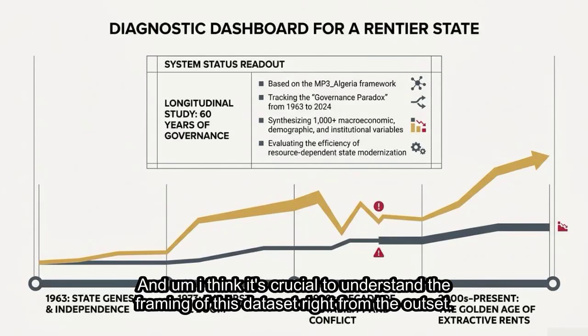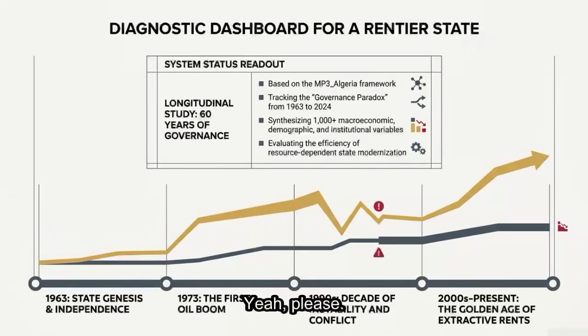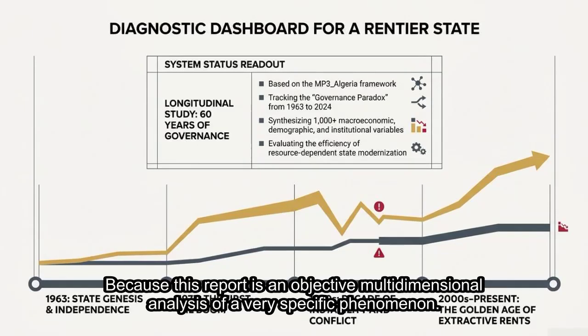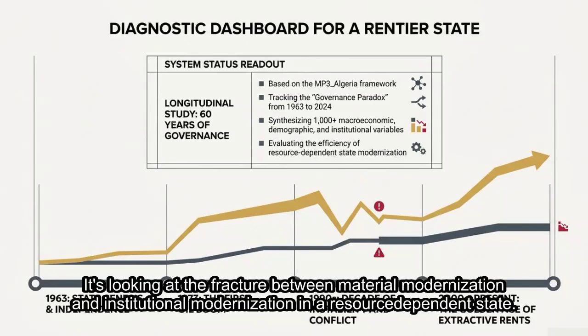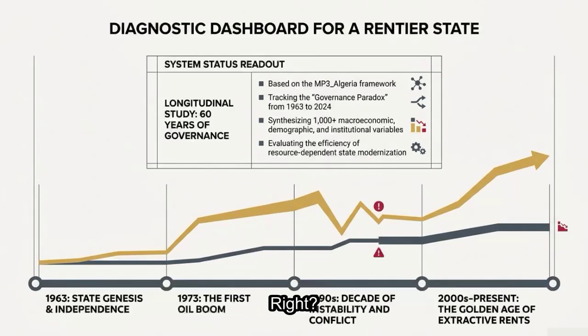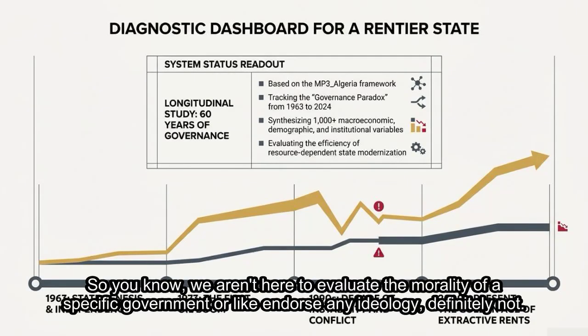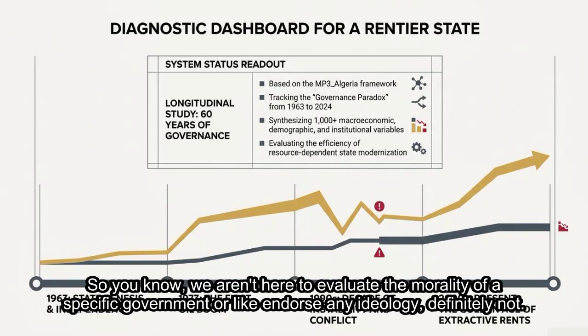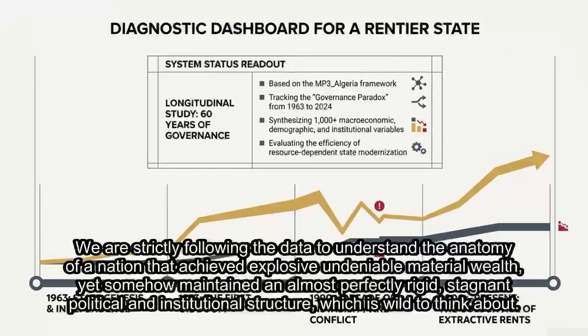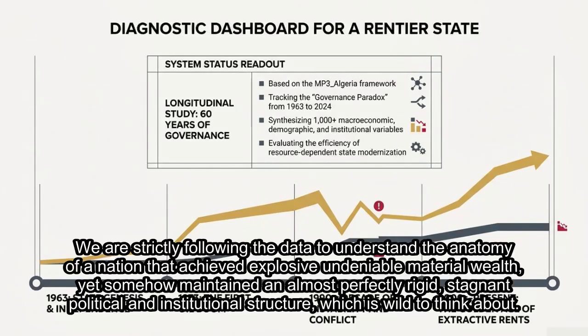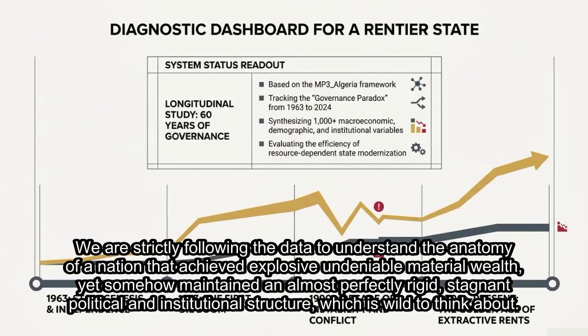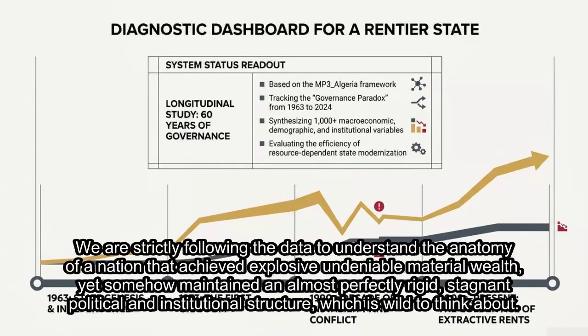And I think it's crucial to understand the framing of this data set right from the outset. Yeah, please. Because this report is an objective, multidimensional analysis of a very specific phenomenon. It's looking at the fracture between material modernization and institutional modernization in a resource-dependent state. Right. So we aren't here to evaluate the morality of a specific government or endorse any ideology. Definitely not. We are strictly following the data to understand the anatomy of a nation that achieved explosive, undeniable material wealth, yet somehow maintained an almost perfectly rigid, stagnant political and institutional structure. Which is wild to think about.